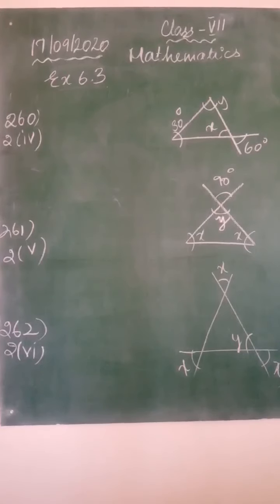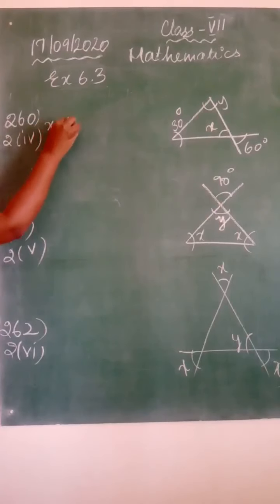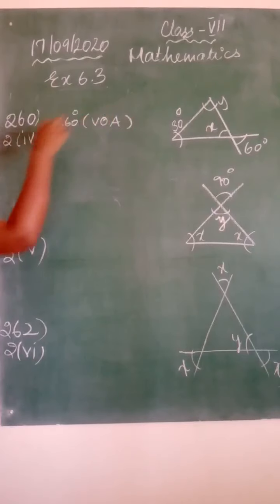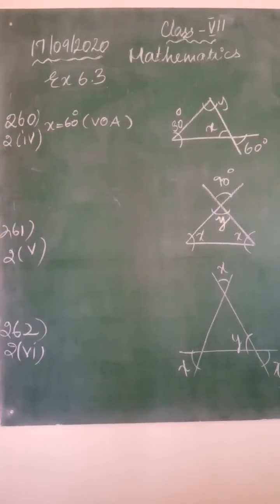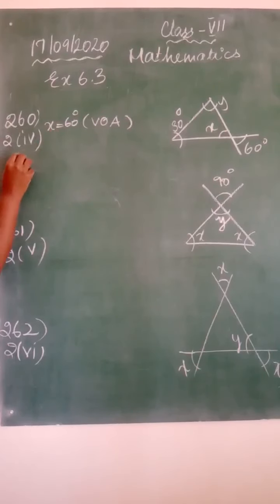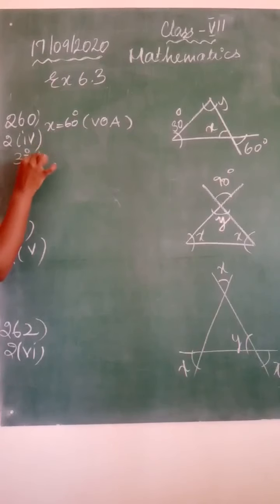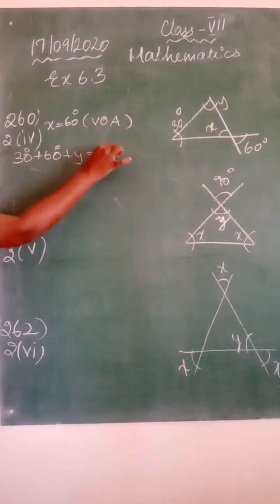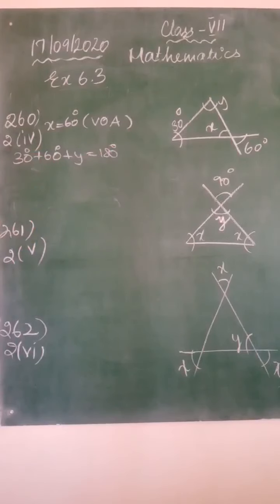So here it is very clear that x is equal to 60 degrees, and that is because of vertically opposite angles. Is it clear? Now two angles are known in the triangle, 30 degrees and 60 degrees. So in place of x you will write 60, right? So 30 degrees plus 60 degrees plus y equal to 180. This is because of the angle sum property of a triangle.